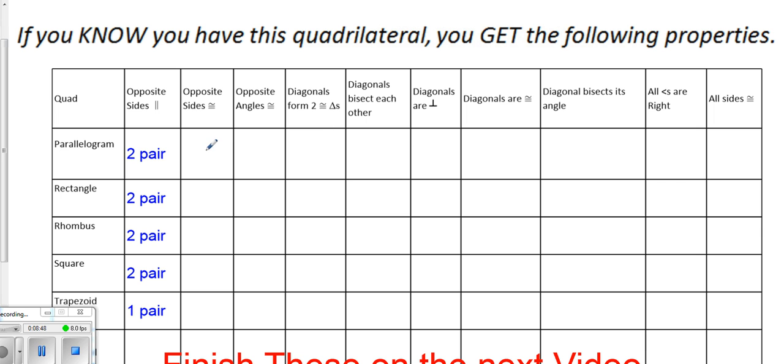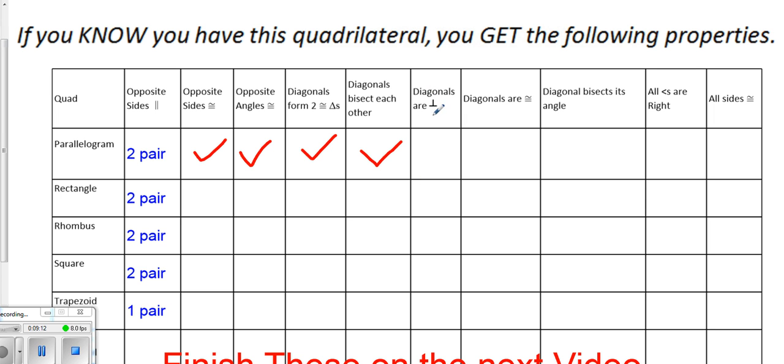Now, for a parallelogram, we know that there are two pairs of opposite parallel sides, so we'll write that in there. Are the opposite sides always going to be congruent? Yes. Are the opposite angles congruent? Yes. Do the diagonals form two congruent triangles? Yes, they do. Do the diagonals bisect each other? Yes, they do. We know that for sure.